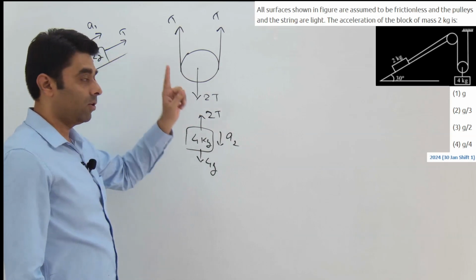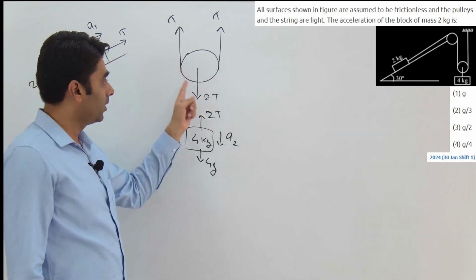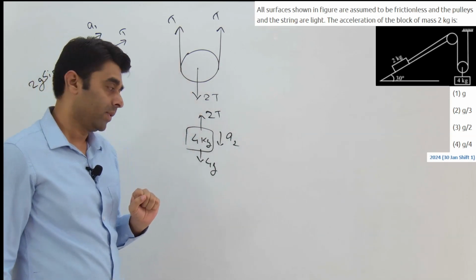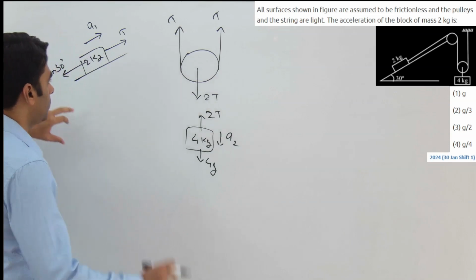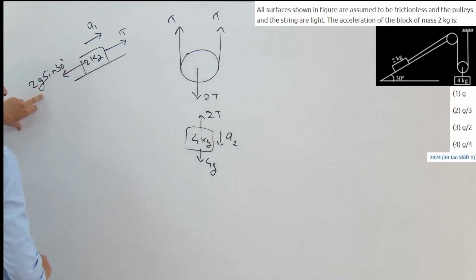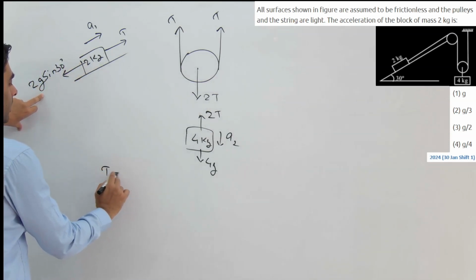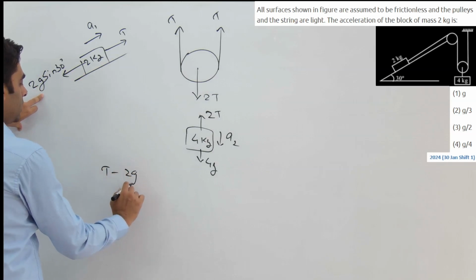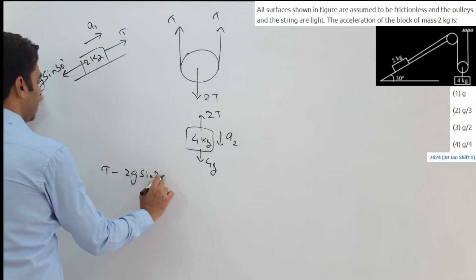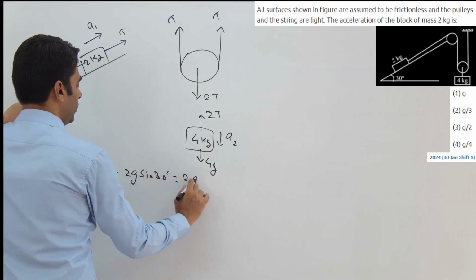Because the blocks are not connected directly over here, two different strings are there. Fine. Let's write down Newton's law equation for this one. For this one, the equation will be T minus 2g sin 30 equals 2 into A1.